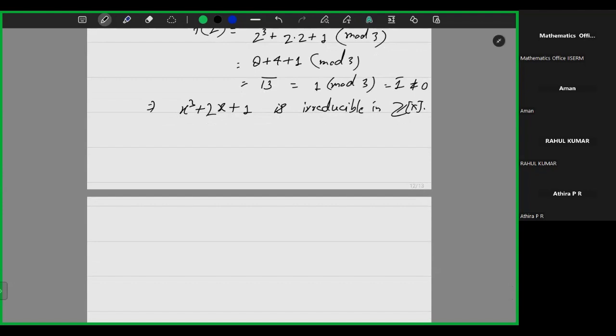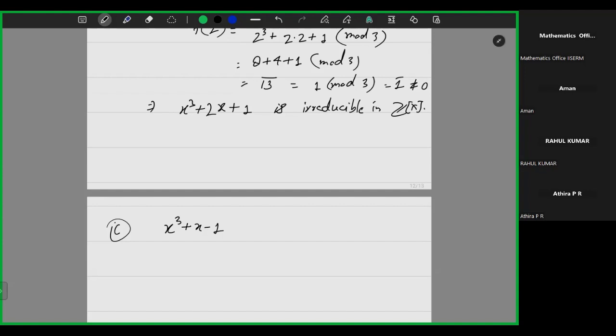Okay, so let's see the third one, part C. This is x cube plus x minus 1. We'll check if it is reducible. Once we find it is irreducible, there is no need to check for other primes. Otherwise, we have to keep searching continuously to see if it is irreducible or not. Checking reducibility is very difficult. Irreducibility criteria, we have something like the P test we just proved.